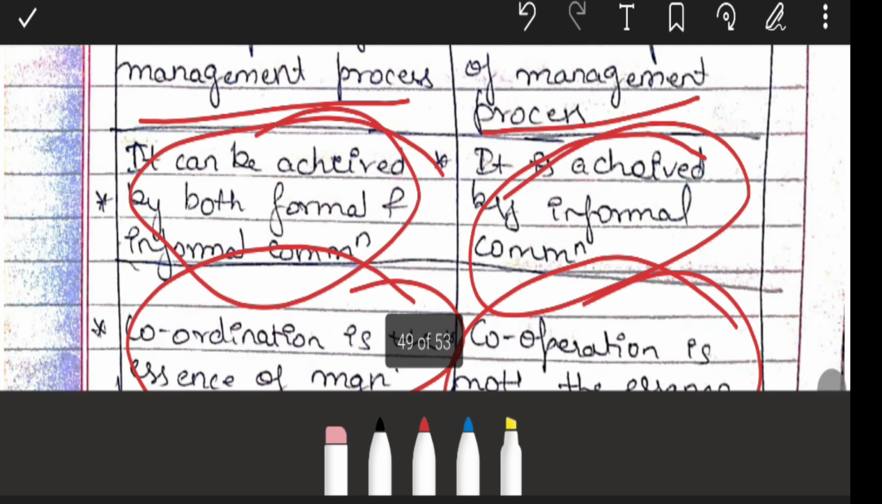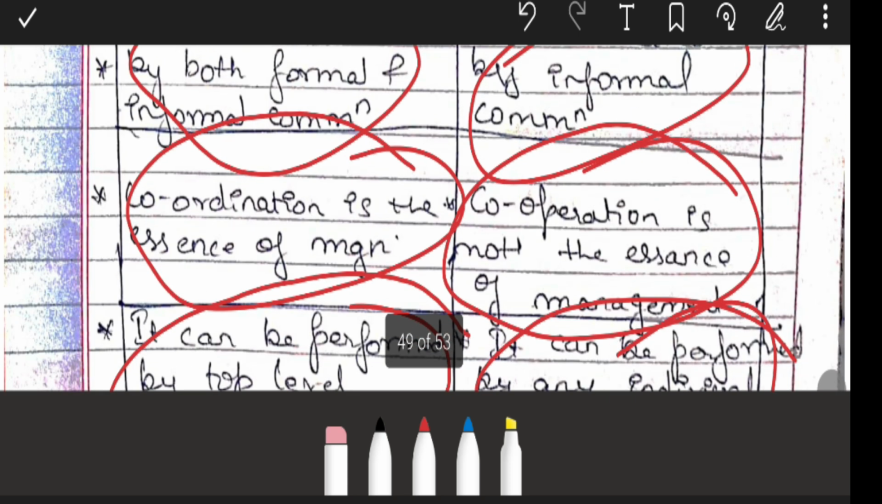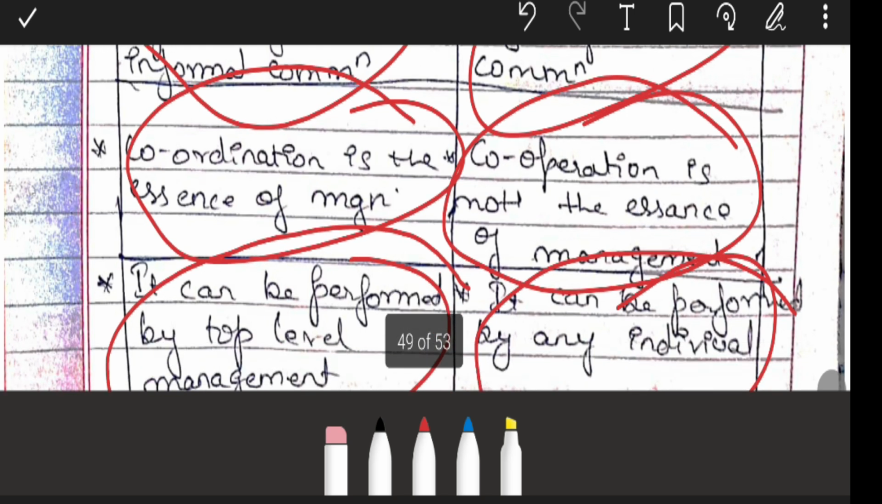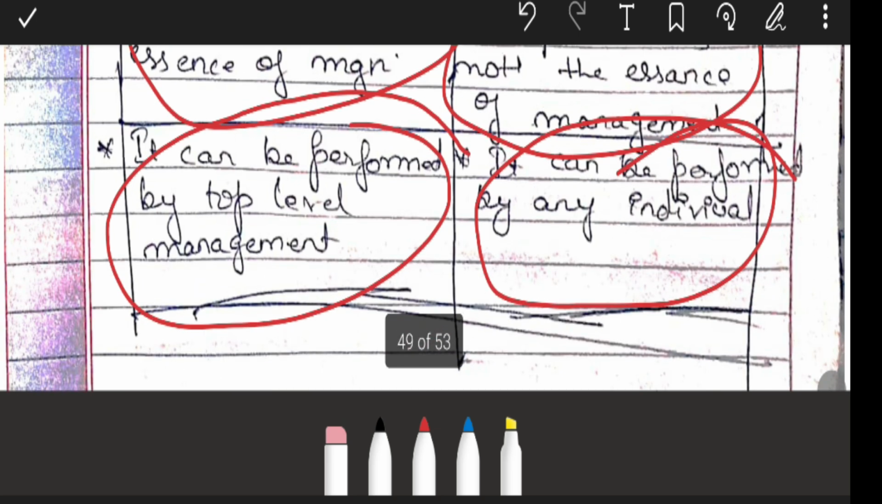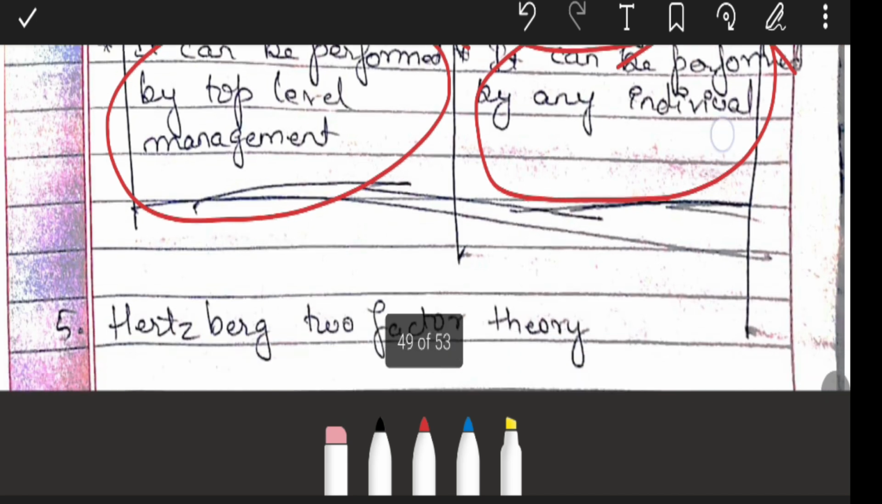Coordination can be achieved by formal and informal communication. Cooperation can be achieved by only informal communication. Sorry, coordination is the essence of management. Cooperation is not the essence of management. Coordination can be performed by top level management. Cooperation can be performed by any individual.